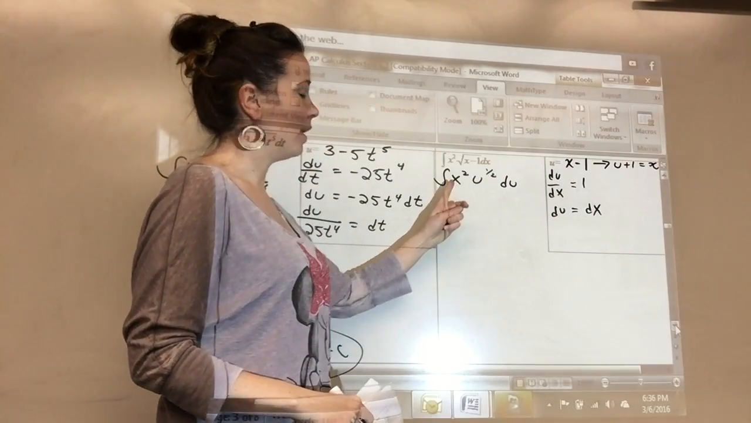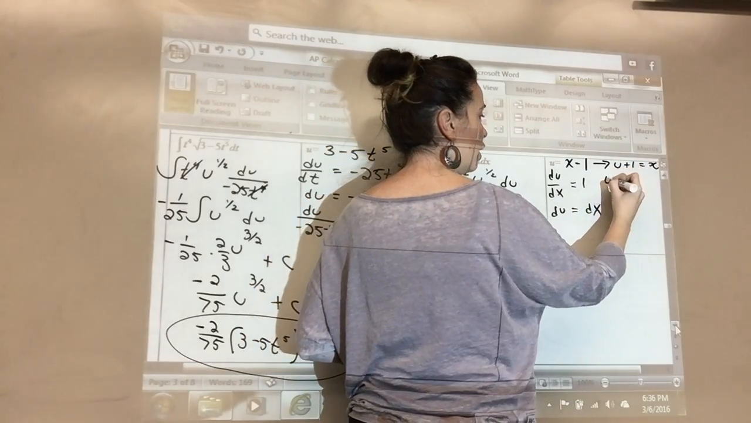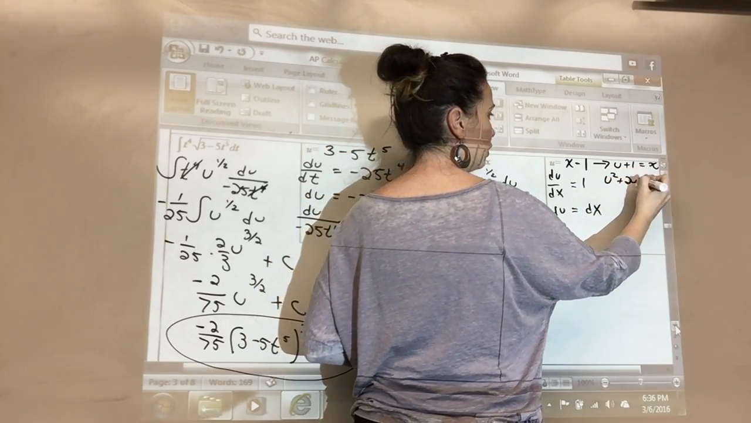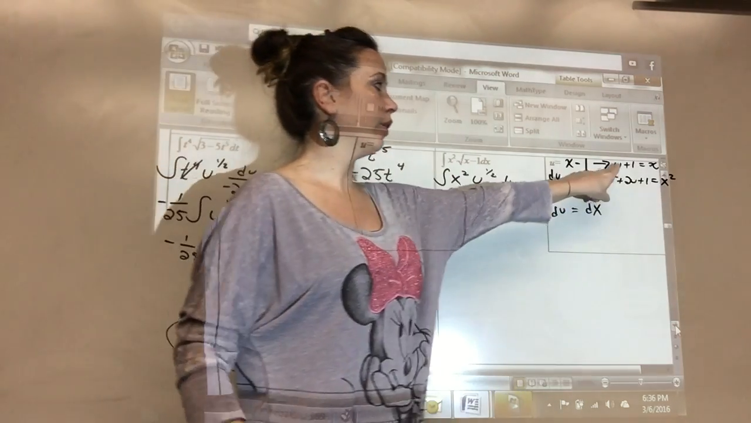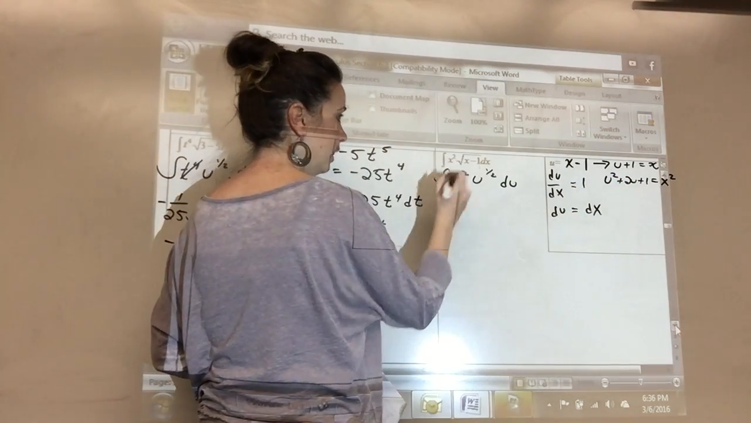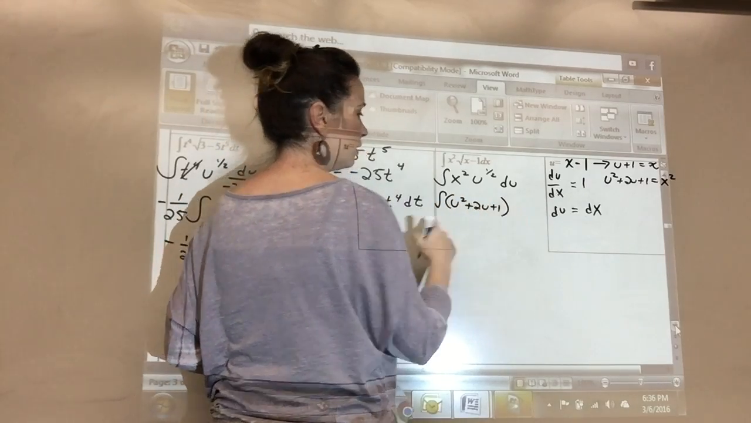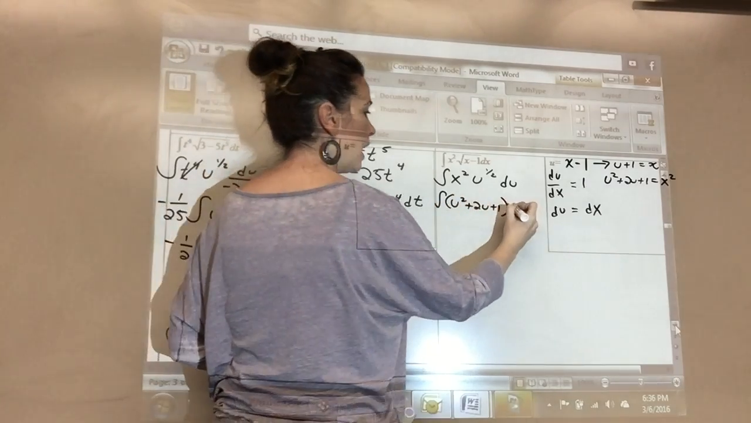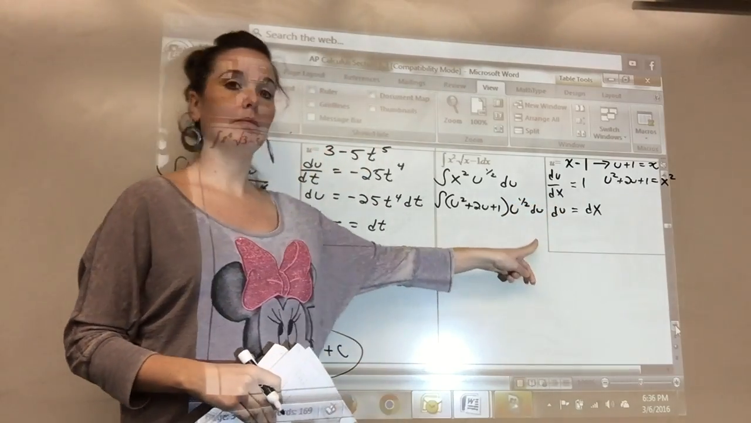And then if I want x squared, can't I square both sides and get u squared plus 2u plus 1 equals x squared. Right, basically I foiled the left-hand side to get this. And then I rewrote it like this. U squared plus 2u plus 1, because that's really x squared, times u to the 1/2 du. Now everything's in terms of u.